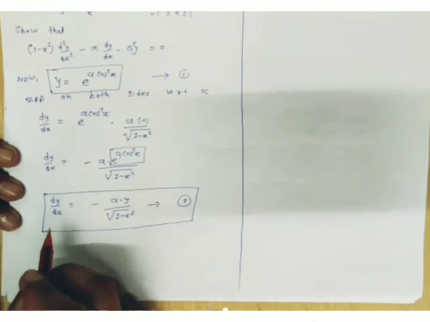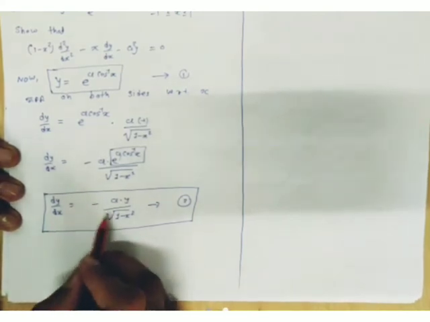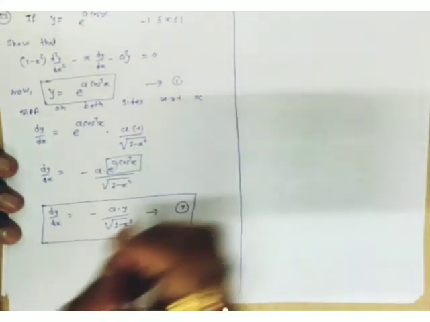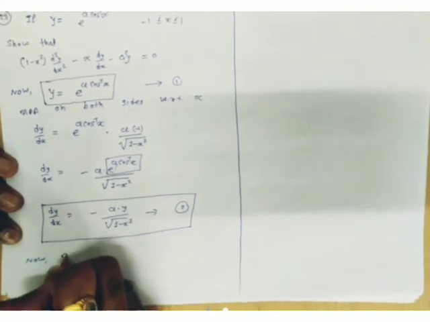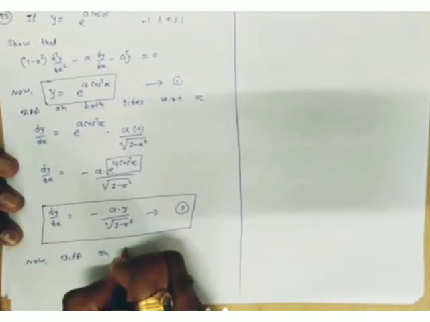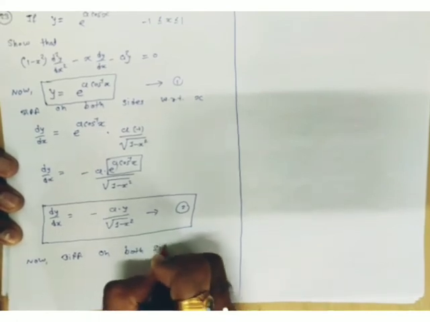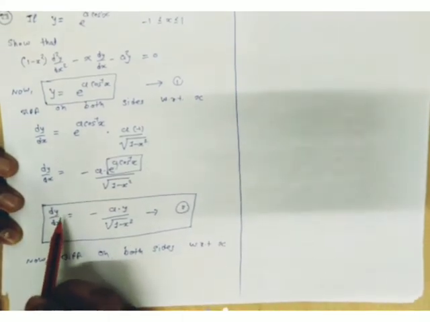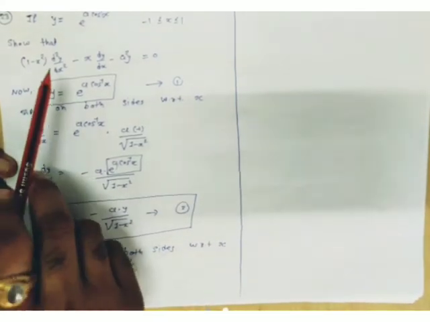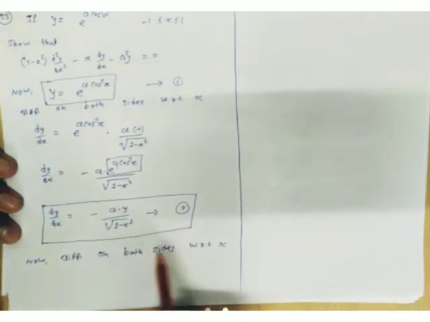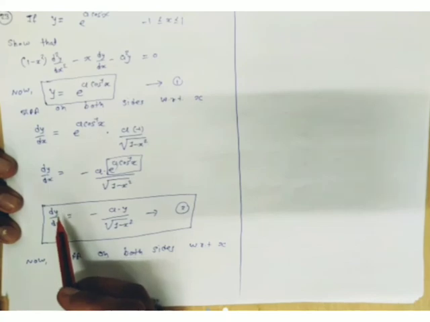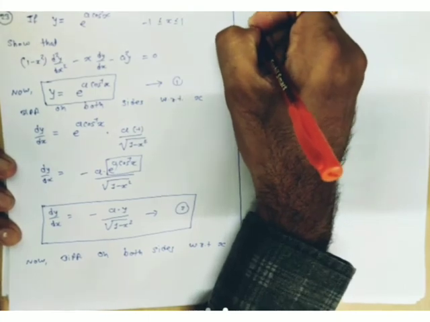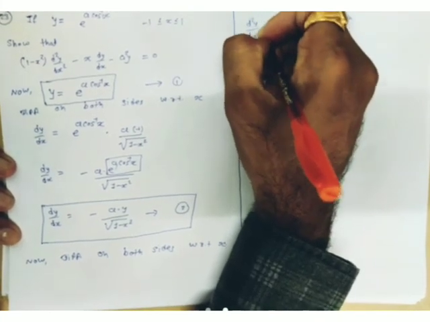Now, this is our dy by dx. Now again we have to differentiate this one with respect to x, so we'll get the second order derivative. So now differentiate on both sides with respect to x. This is our first order derivative. In our proof we require the second order derivative. So again we are taking differentiation on both sides with respect to x. So for the left hand side we are getting d square y by dx square.